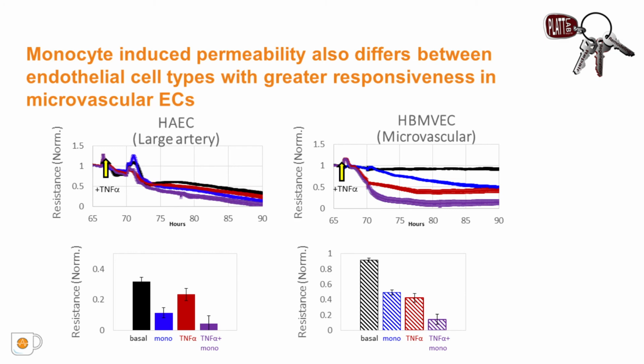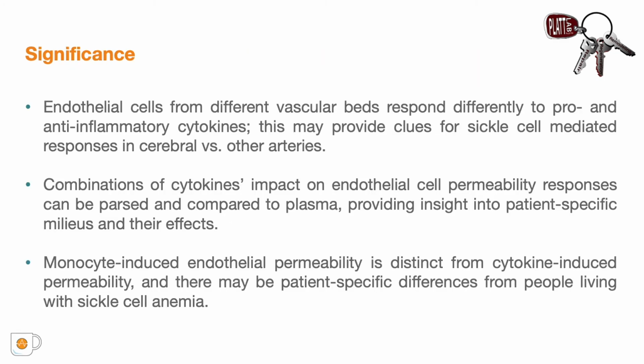in these individuals. So to summarize what we've shown you, these endothelial cells from different vascular beds respond differently to the pro and anti-inflammatory cytokines. And this may produce clues for sickle cell mediated responses in the cerebral arteries versus other arteries that are way more accessible that you can run more experiments on. But something different might be happening in that cerebral vasculature.